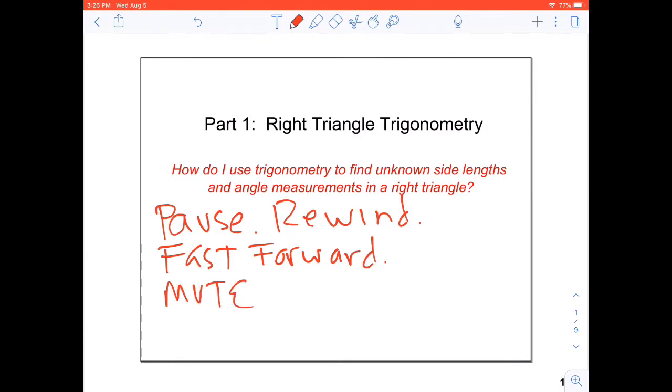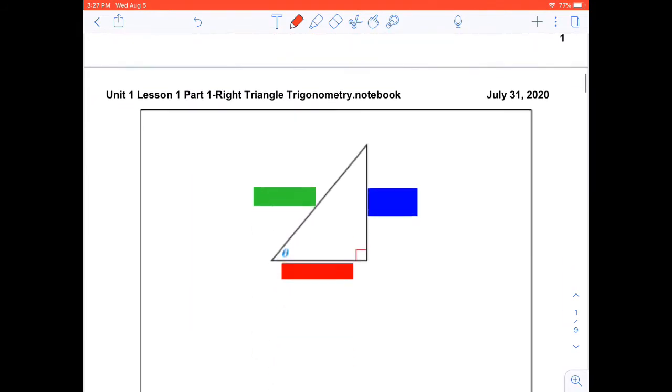Often when I am reviewing or trying to learn something new from a video, if it's math related, I like to mute it, see if I can do it at my seat, and then either join in when I'm ready to see the answer, or again, I can pause, rewind, fast forward as needed. So just a reminder of those tools that you have when you're learning by a video. All right, here we go.